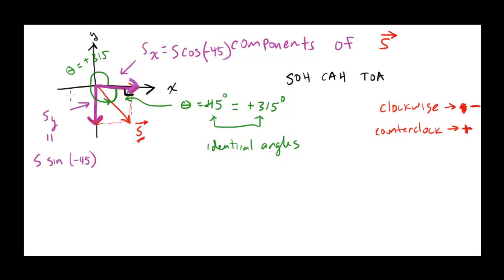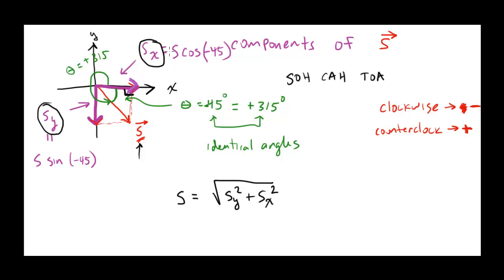Before I get to how this is going to help me add vectors, let's go ahead and remember some other things. What if I wanted to go backwards? What if I wanted to take the y component and the x component and combine them to get the original vector? How could I do that? Well, if it's a right triangle, then I can use the Pythagorean theorem. In other words, I can say that s is equal to the square root of s sub y squared plus s sub x squared.